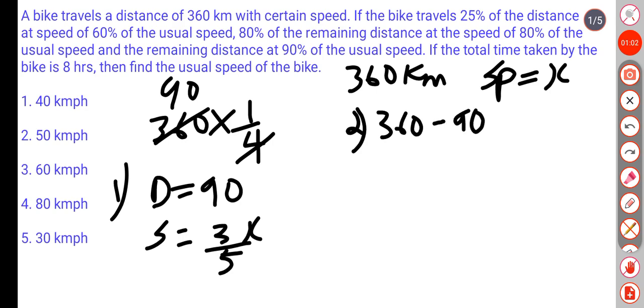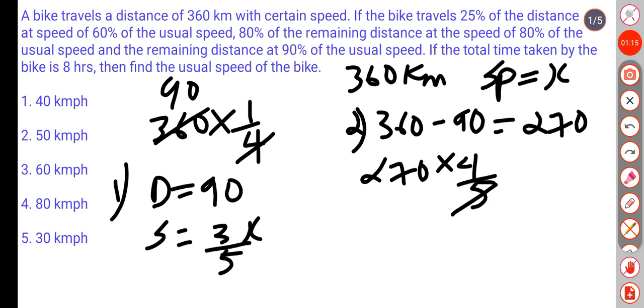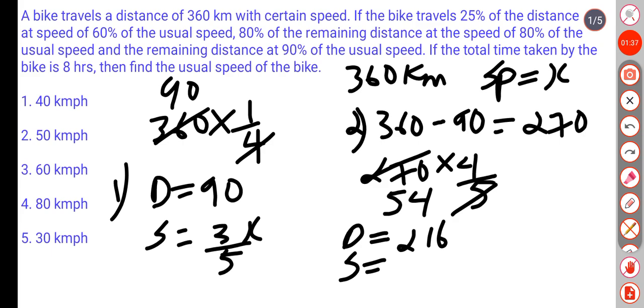It's 90, right? 360 minus 90, 270. Now 80% of 270. 80% means 4 by 5. Got it? Then, if you multiply 54 into 4, you get 216. And at the speed of 80% of the usual speed, so your speed will be 80% means 4 by 5 of x.